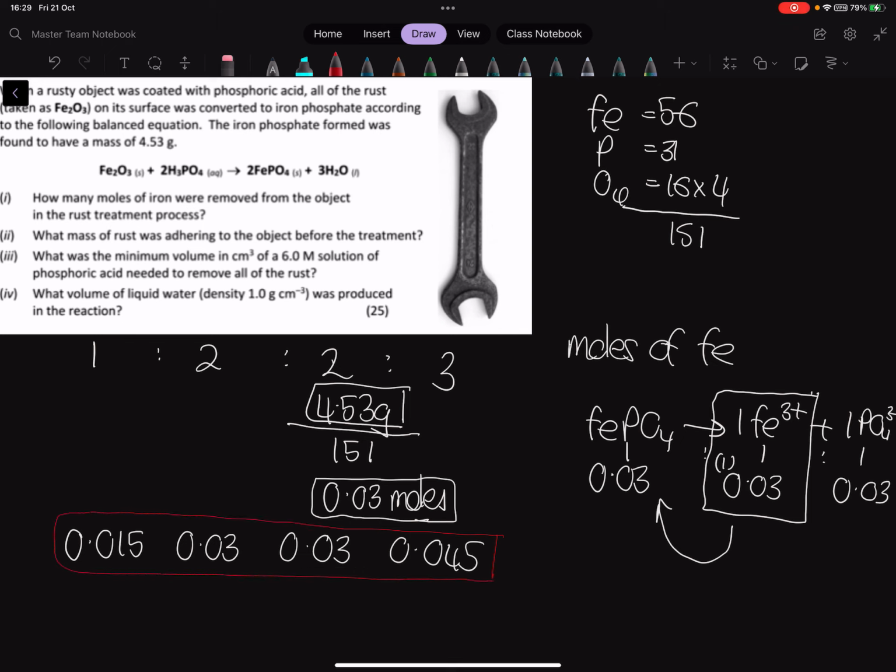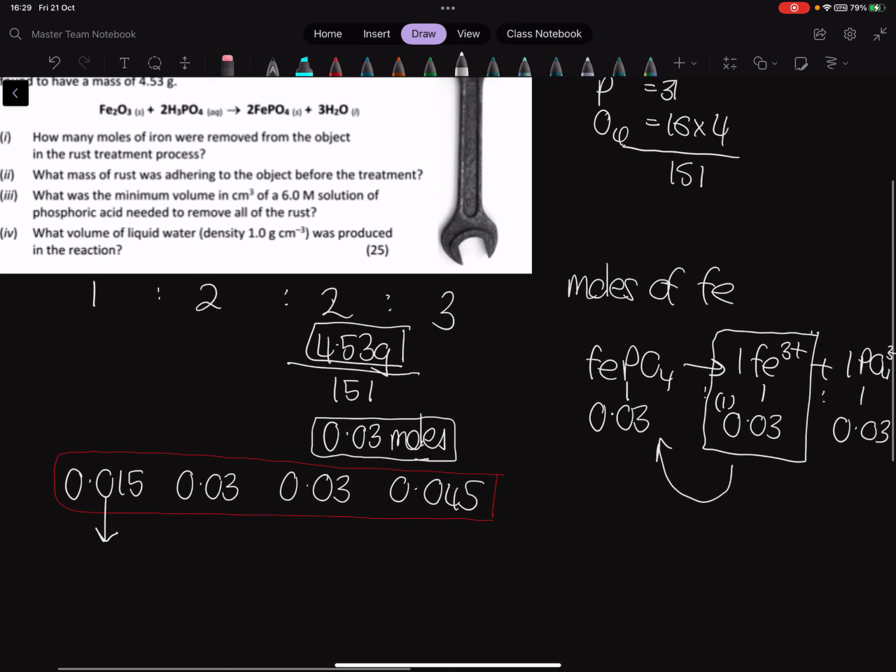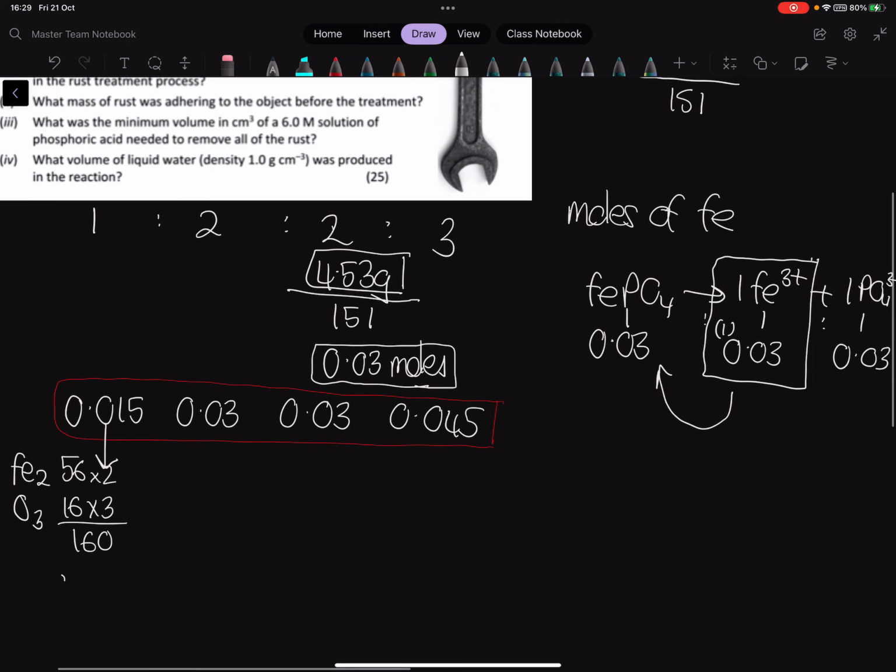And we now look at the rest of it. What mass of rust was adhering to the object before treatment? So we're over here now. It is a mass, which must mean we need a mass triangle. So we need to calculate the molar mass of Fe2O3. So that is going to be 56 by 2 plus 16 by 3. And that gives me a mass of iron oxide of 160. So 0.015 by a molar mass of 160 gives me 2.4 grams of iron oxide.